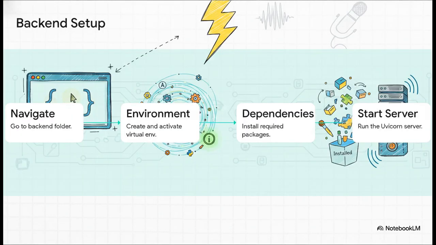Firing up the backend engine is super straightforward. Just open your terminal and navigate to the backend folder. First, create and activate a Python virtual environment. Always keep your system clean, right? Then install the required dependencies. Finally, you just start the backend server using Uvicorn. Once you see that running, your FastAPI backend is awake, listening, and ready for transcription requests.